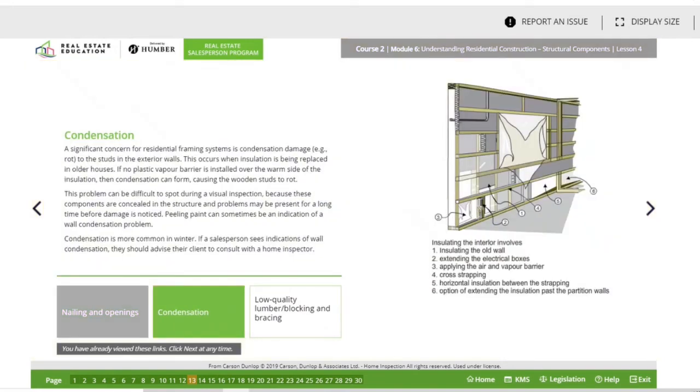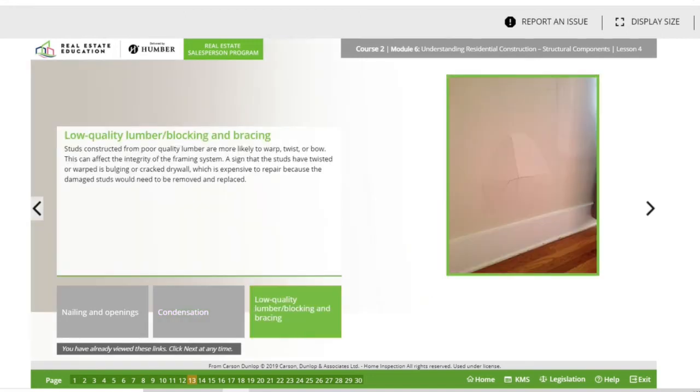Condensation. A significant concern for residential framing system is condensation damage. Example, rot to the studs in the exterior walls. This occurs when insulation is being replaced in older houses. Low quality lumber. Studs constructed from low quality lumber are more likely to warp, twist, or bow.